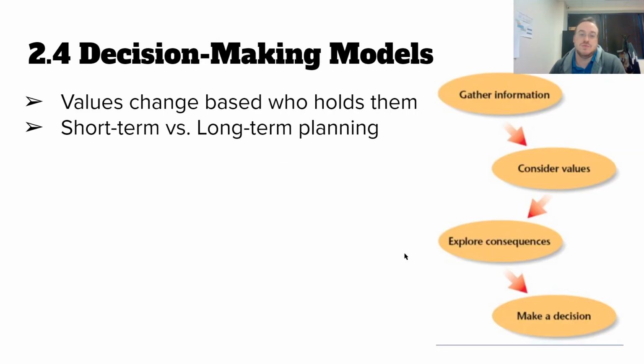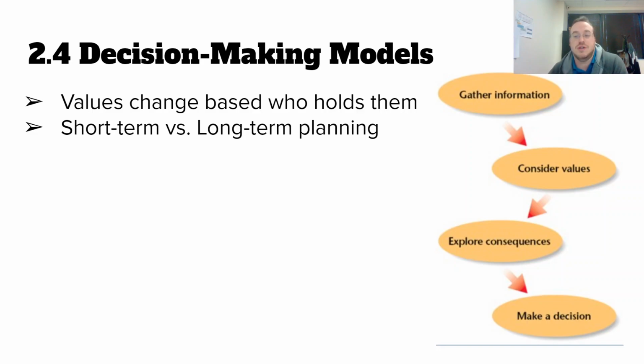So to talk about all this, we do need to cover something called a decision-making model. This is a conceptual model, so it is one of those types of models we covered 4 or 5 weeks ago now. It's been a little bit, I know. It generally follows this flow chart on the right underneath my video. So we're going to gather information, we're going to consider values, we're going to explore the consequences of the decision, and then finally we will make a decision, right?